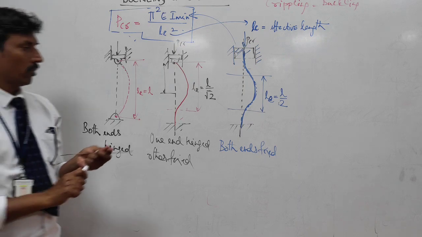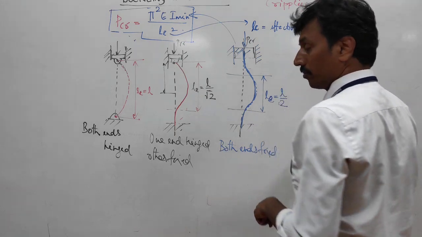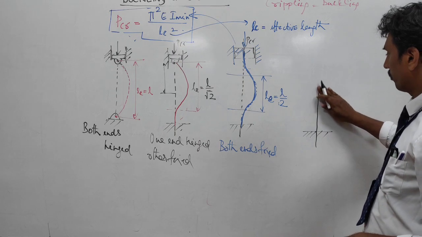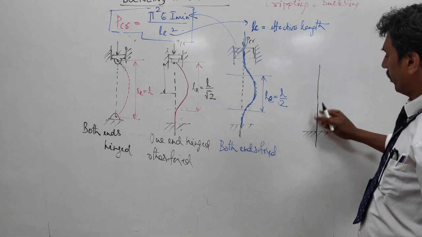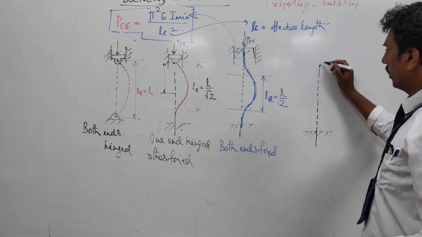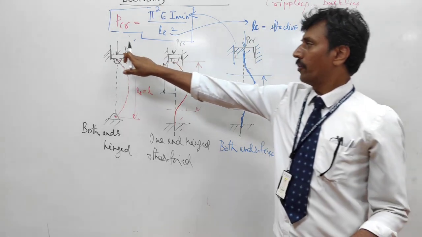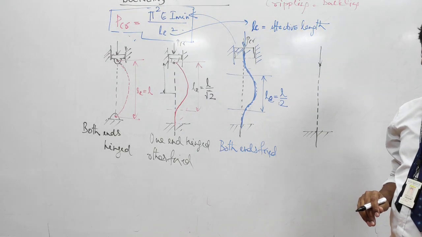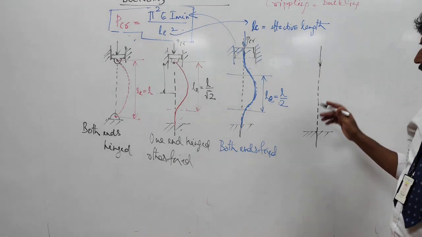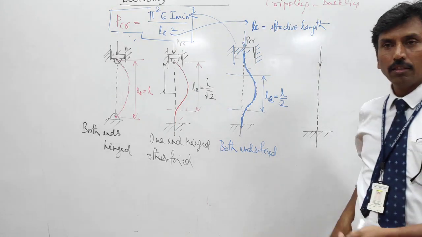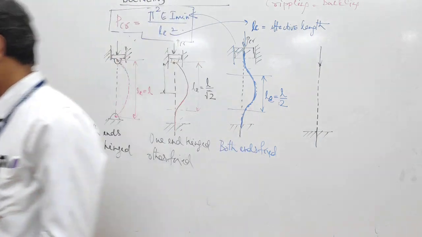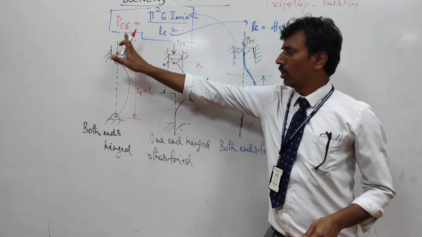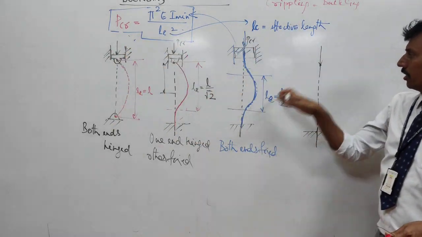And the last case, can you tell how it will be? One end fixed, the other end directly applied load. You can see this difference. Here there is restriction for going sidewards, but here there is no restriction. So this can start bending to the sides. Since there is no block here, the load is being applied through a block with restricted movement. Here there is no restricted movement.